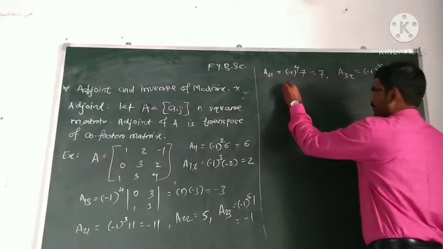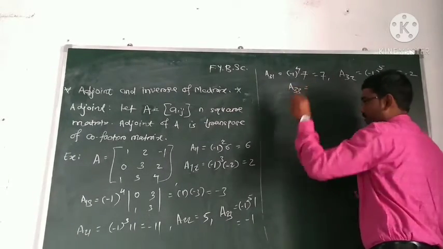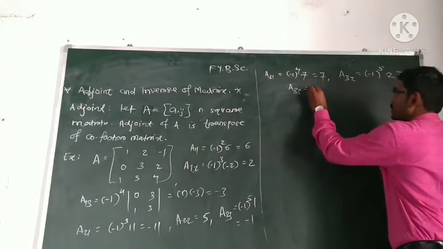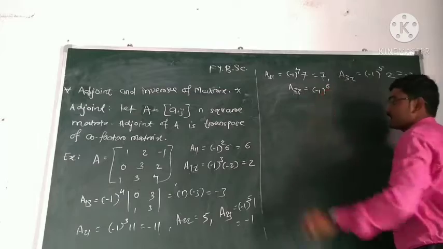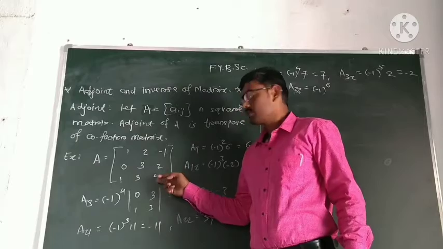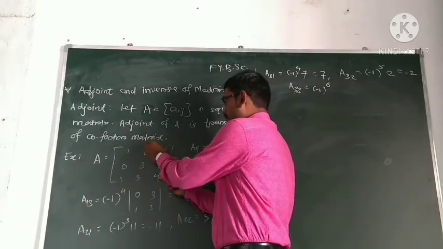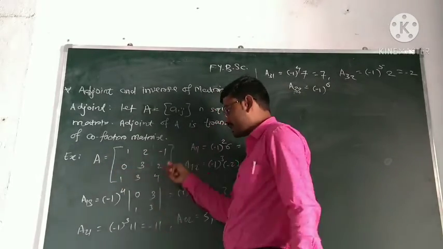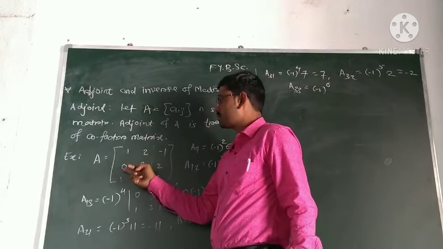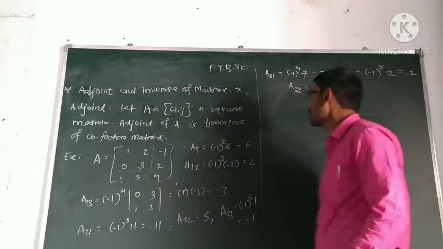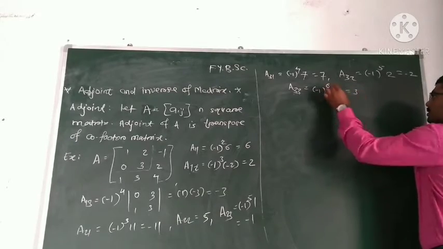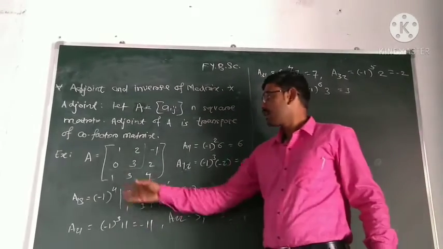And at last, cofactor of this element A33 is equal to minus 1 raised to power 3 plus 3 is 6, into minor of this element. So minor of this element is equal to determinant of this matrix. So we have to delete this column and this row. Determinant is 3 into 1 is 3 minus 2 into 0 which is 0. So 3 minus 0 is 3. So minus 1 raised to power 6 is plus 1 and into 3 is equal to 3. So we have to find all the cofactors.